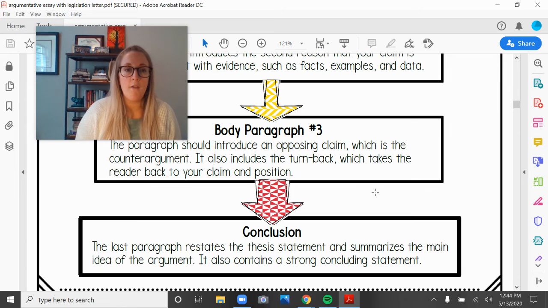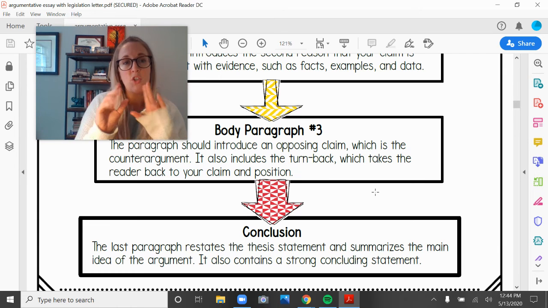which is the last paragraph, which restates your thesis, summarizes your main idea, and has a strong concluding statement, which I highly would suggest that you use a challenge for, because that really will stick in the mind of your readers.